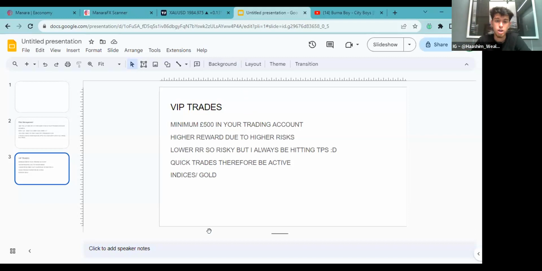Next thing, lower risk to reward ratio. The pip calculation I'm not going to go over because that's in the ECA. Lower risk to reward ratio is risky, but the thing is, I be hitting TPs every day. People can vouch for me in this chat as well. I hit TPs every single day.